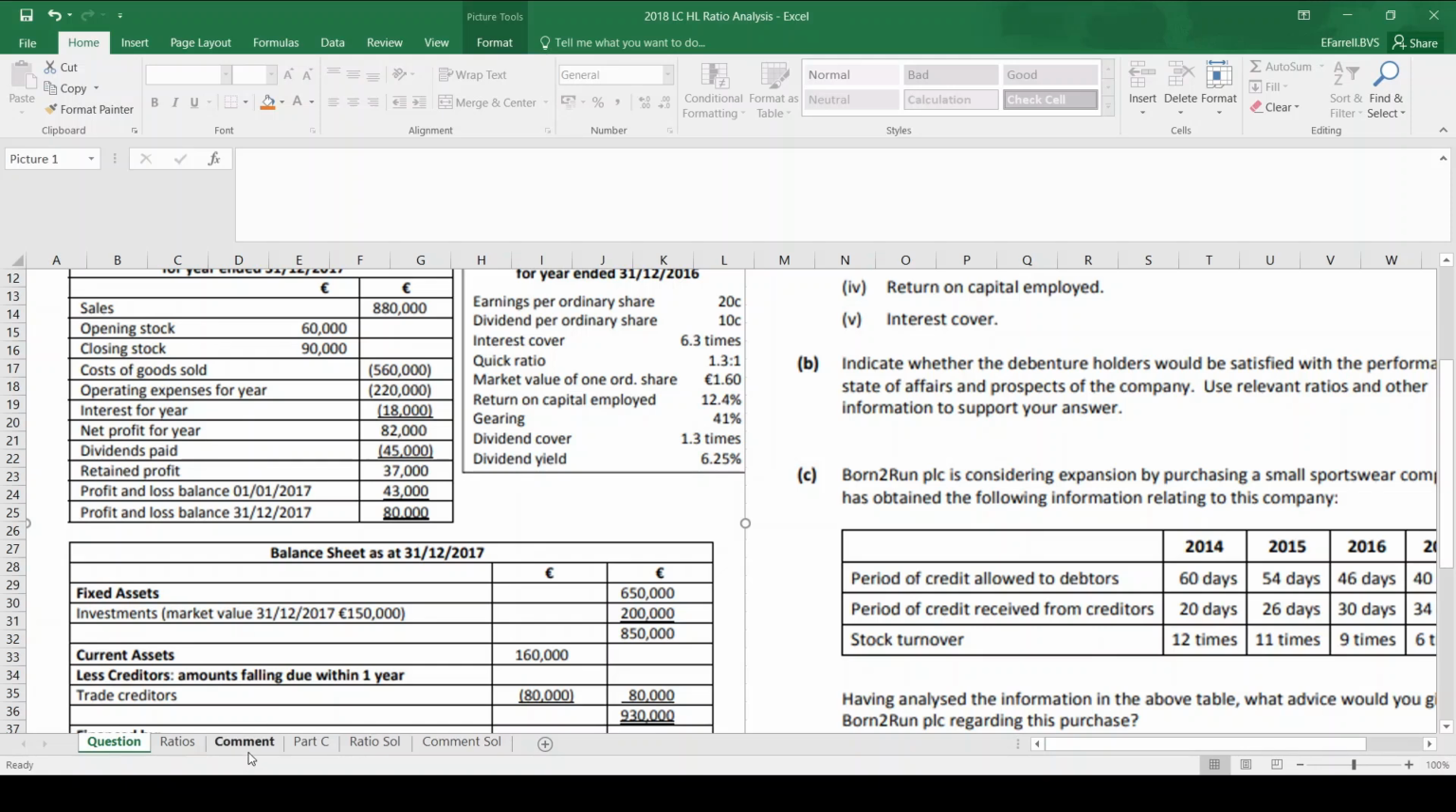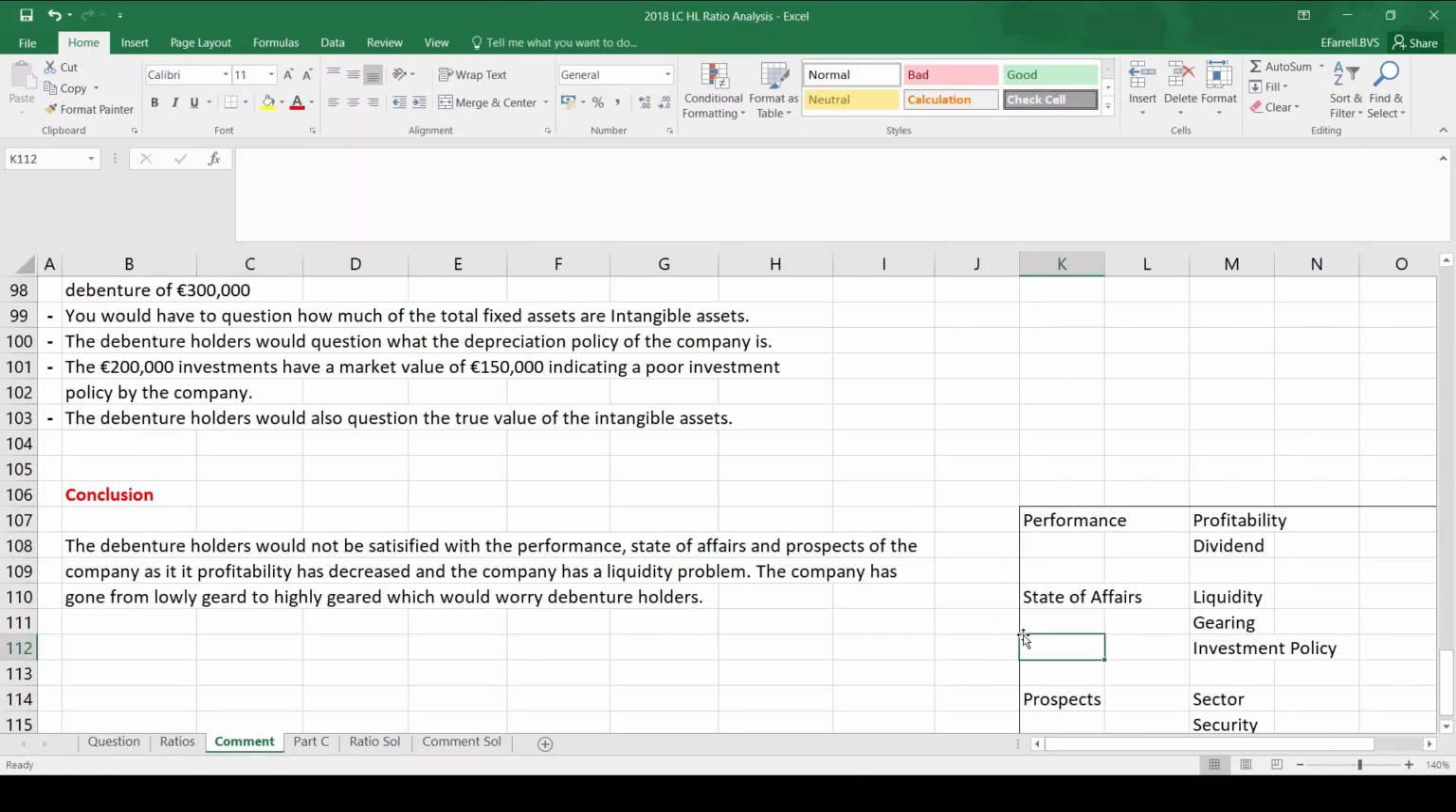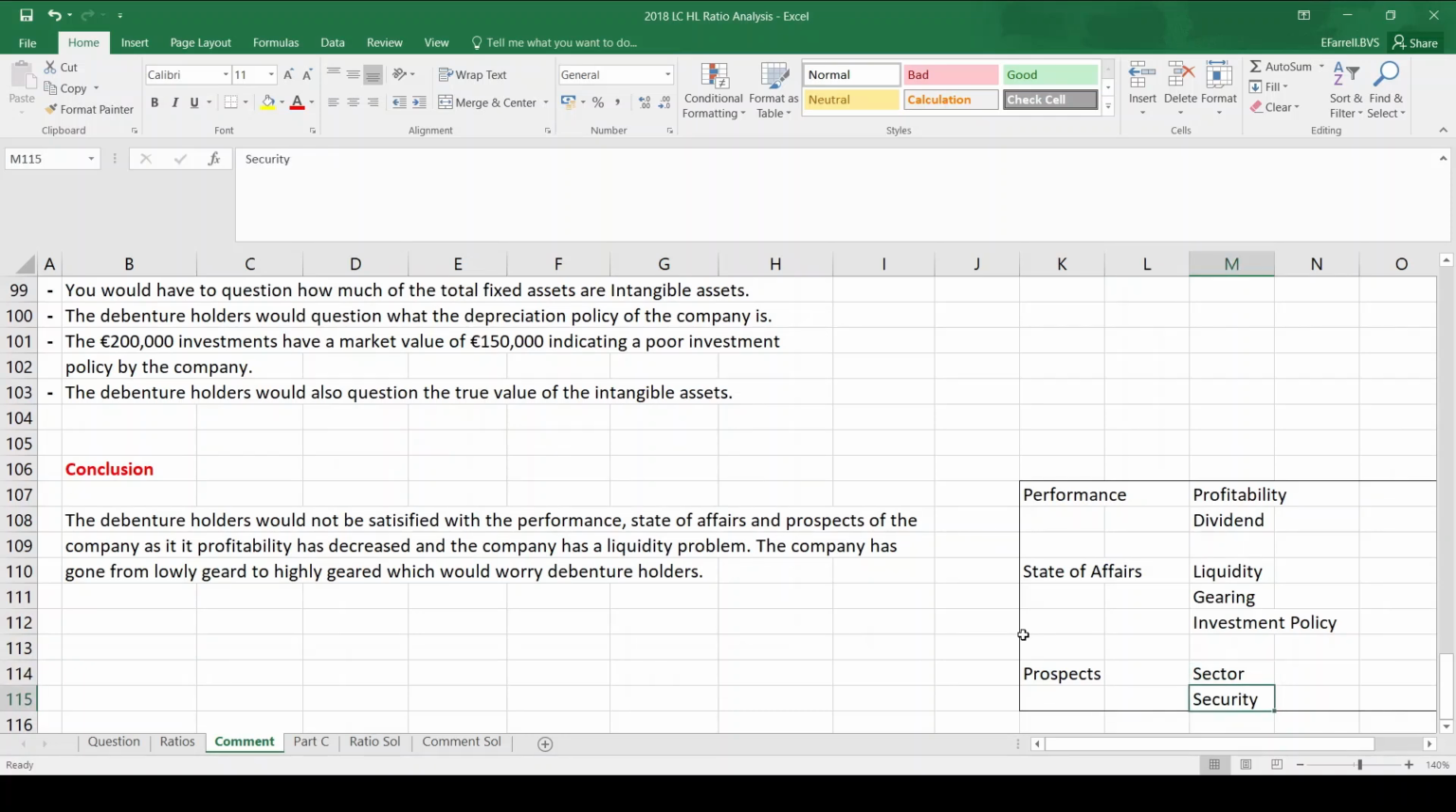Now, sometimes when we get asked this question with the performance, state of affairs and prospects of the company, people would put profitability and dividend under performance. They might put liquidity, gearing and investment policy under state of affairs, and security and sector under prospects.